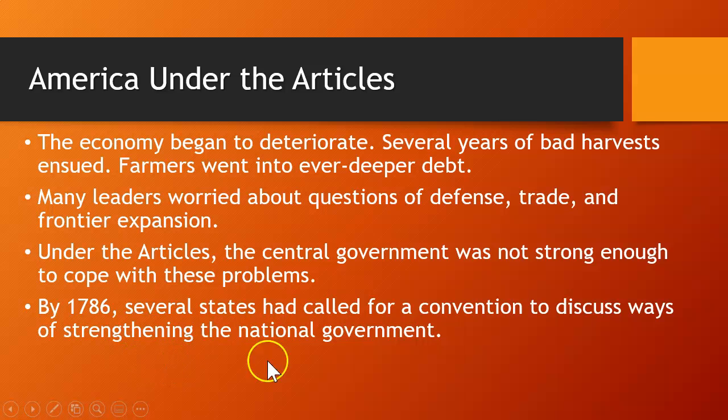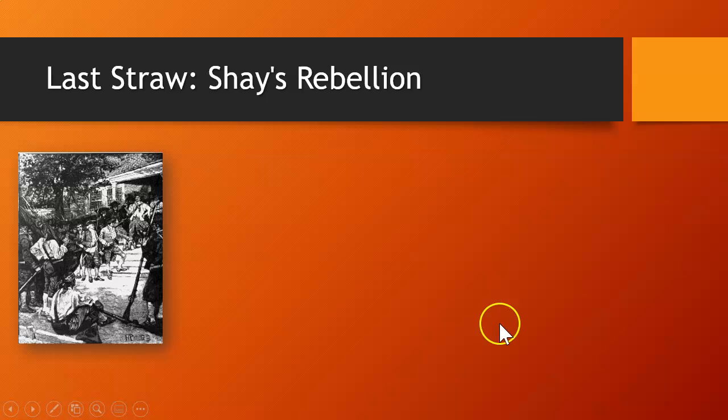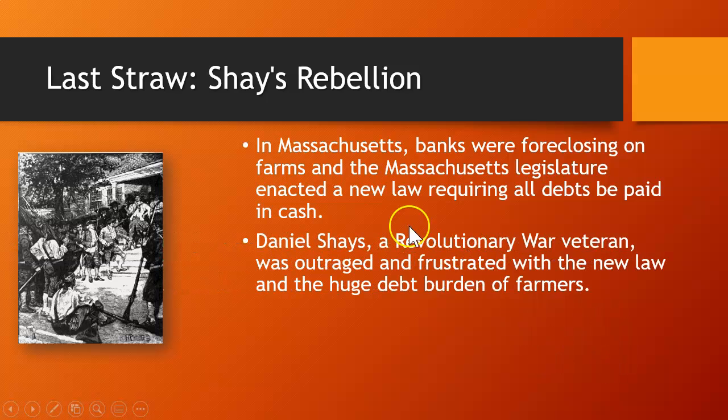So, by 1786, some states said, you know what we need to do? We need to start over. We need to create a new government, and those calls eventually became the Constitution that we have today. Okay, but kind of the last straw under the Articles of Confederation that made a lot of Americans realize maybe we need to make some changes was this thing called Shays' Rebellion.